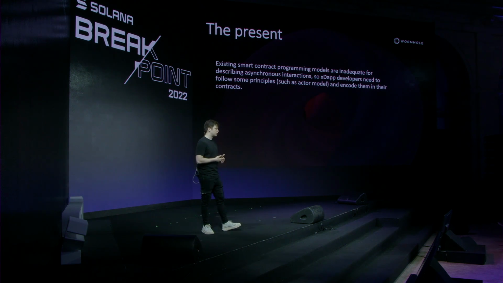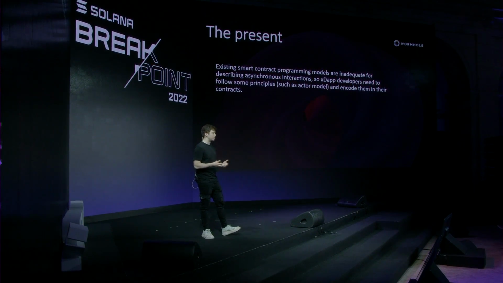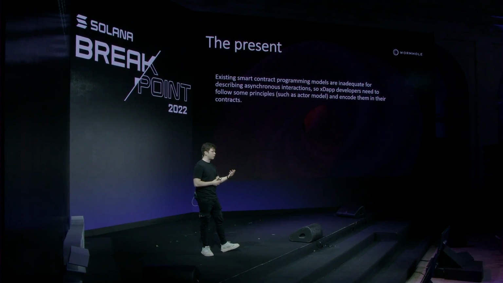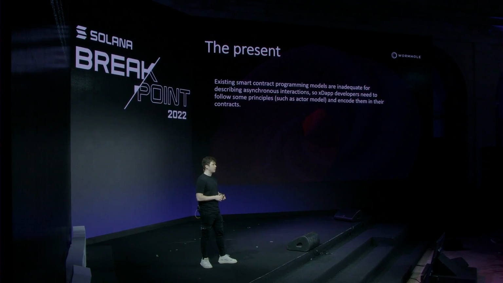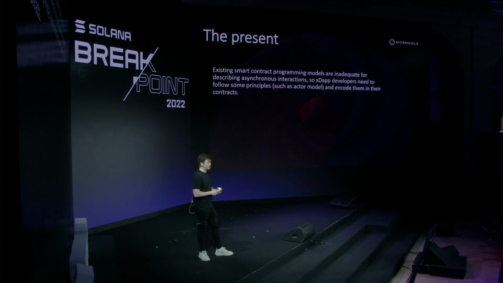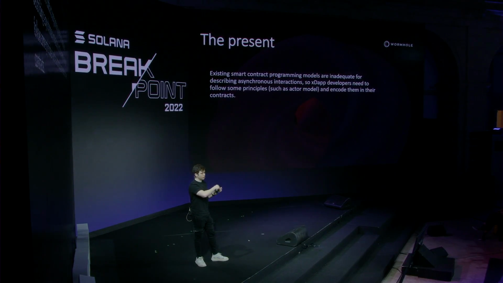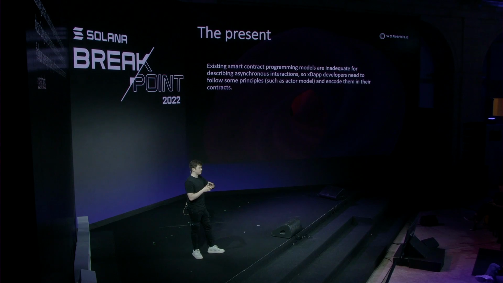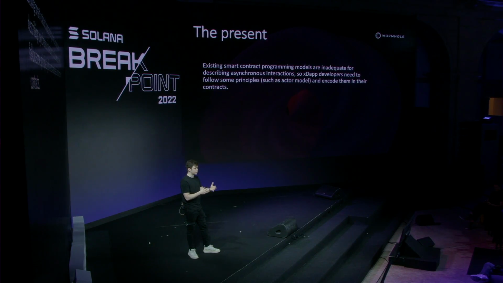So just to think about the present of cross-chain development, I think that the existing smart contract models are currently inadequate for describing asynchronous interactions. So if you think about Solidity, or even Solana Rust, there isn't really any nice native way to describe smart contract logic that sends a message to another contract and then cleanly manages local state in a way that doesn't interfere with other sessions. So right now, you as a programmer who's building a cross-chain application, you kind of have to think about rolling these primitives yourself.